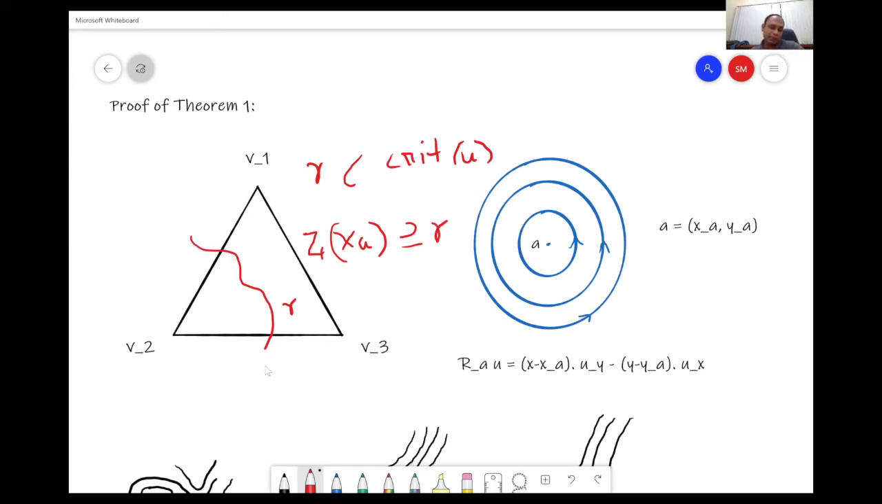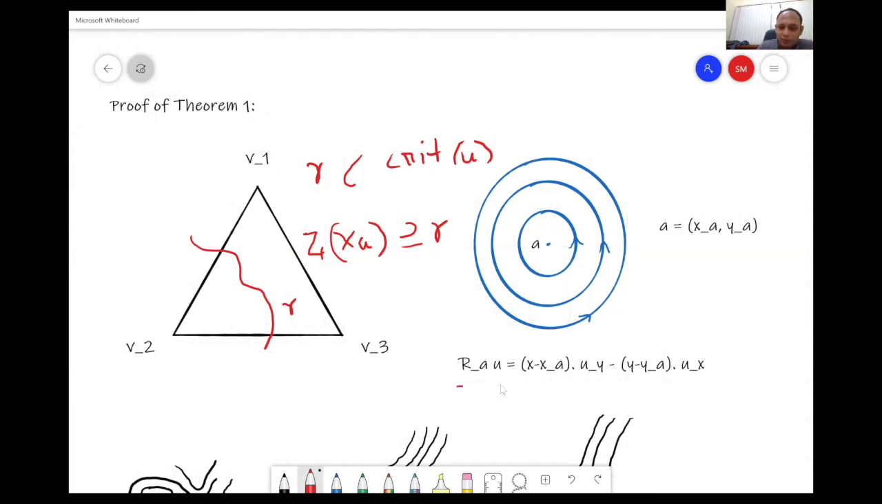So I'm taking a very simple curve. Let's take this particular vertex V2, such that the two ends of gamma lie on the two sides that are adjacent to this vertex. Now what I'm going to do is consider a very special vector field corresponding to this V2, and that's the rotational vector field.